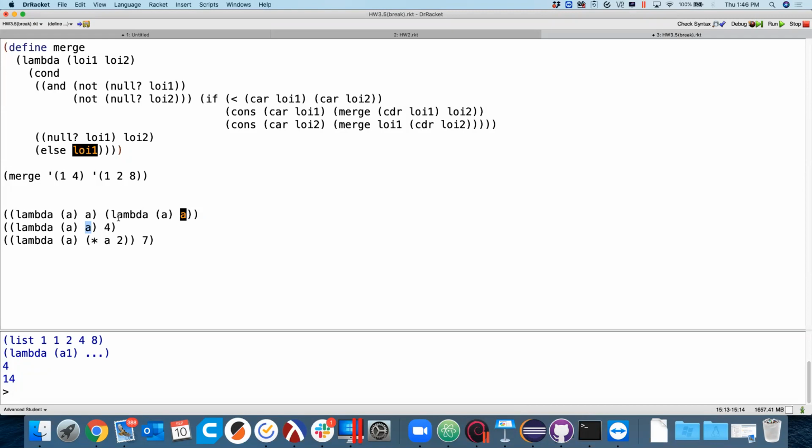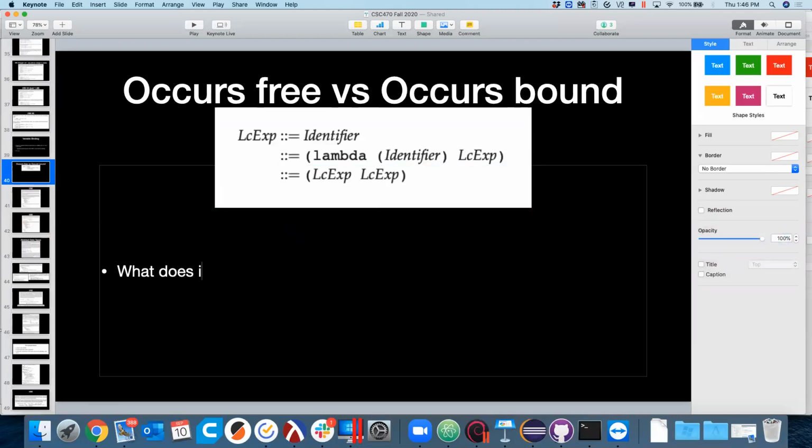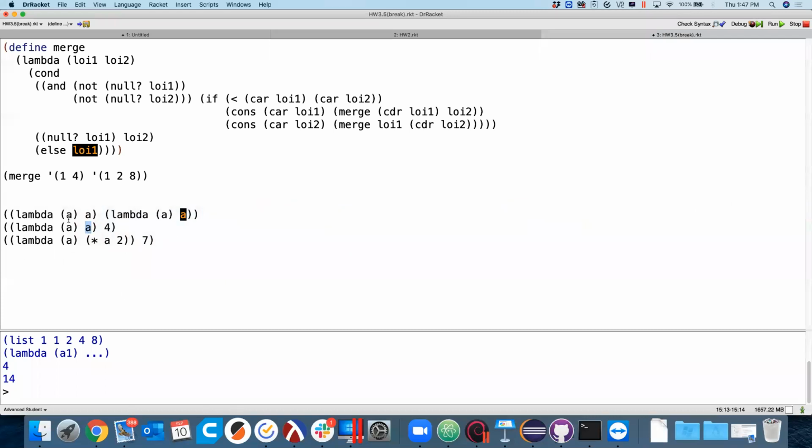The slide talks about occurs free and occurs bound. So next question is what does it mean for a variable to occur? What does occur mean? When the variable's called.